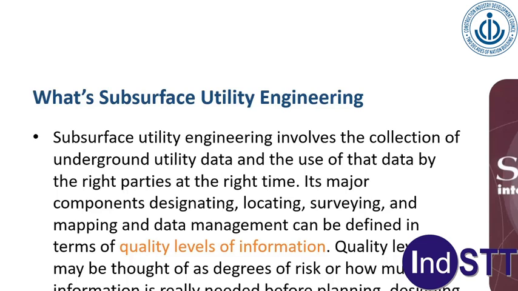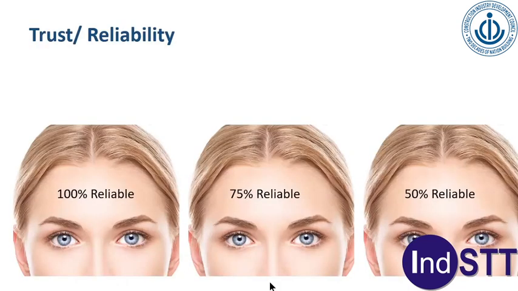So quality level may be thought of as degrees of risk, or how much information is really needed before planning, designing and constructing a project. So quality level, as the name indicates, will tell you the quality of the information which is available. At the same time, what quality of information is required will depend on what stage of the project you are on. The importance of the concept of quality level will become very clear very soon.